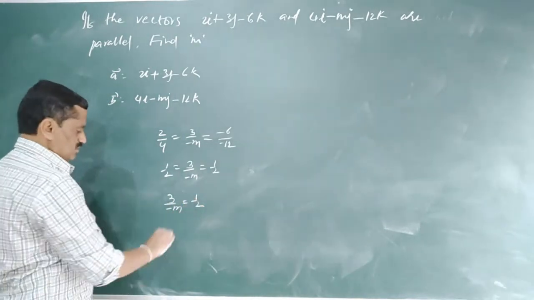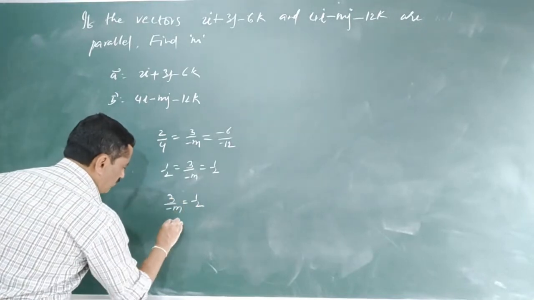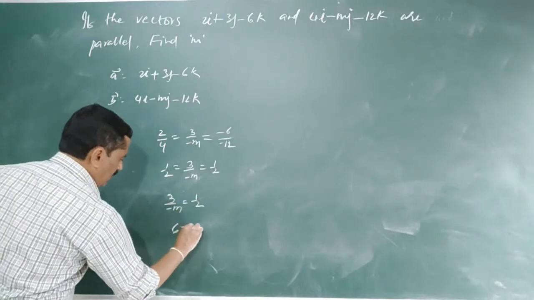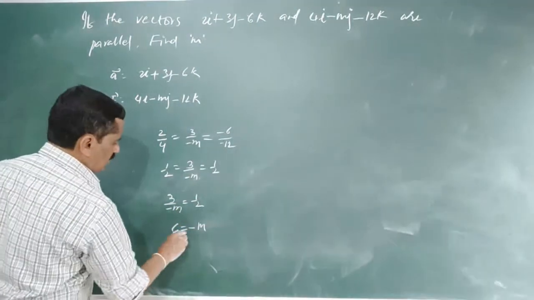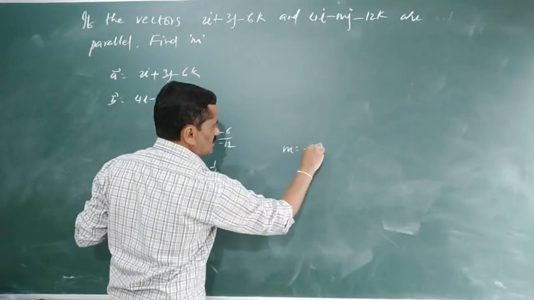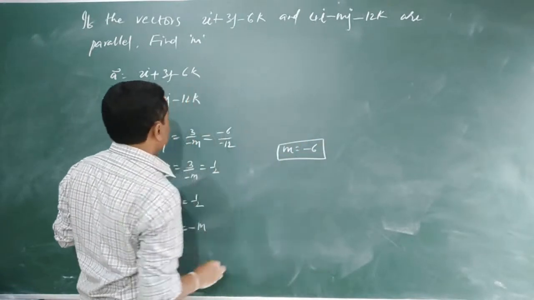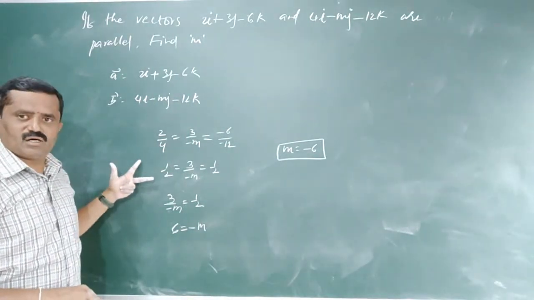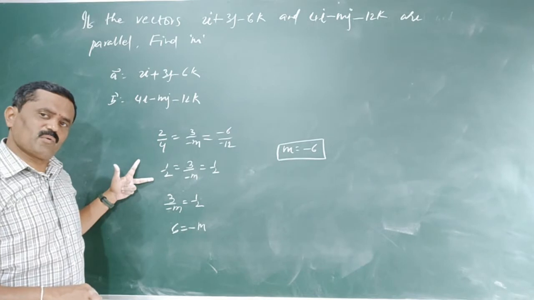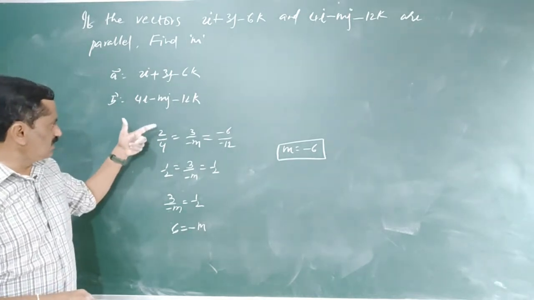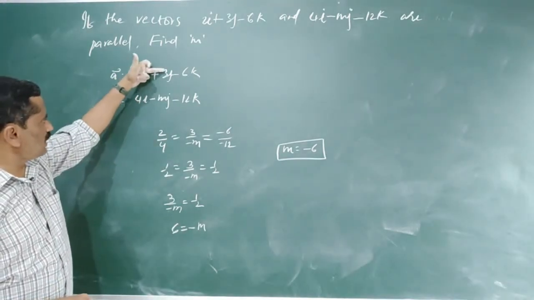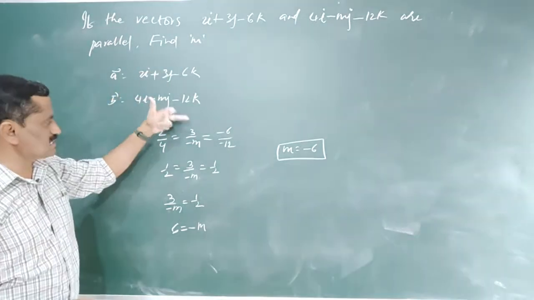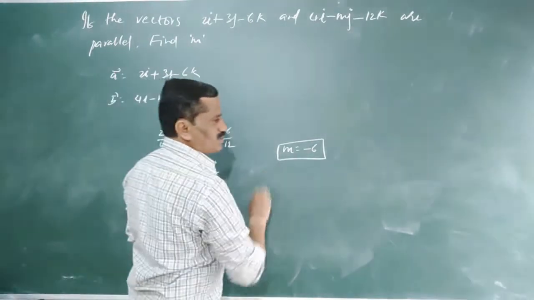Go for cross multiplication, that is 3 into 2, we have 6, is equal to minus m into 1, minus m. Therefore what is m? m is equal to minus 6. See, since he has given these two vectors are parallel, their corresponding scalar components must be proportional to each other. Therefore 2 by 4 is equal to 3 by minus m is equal to minus 6 divided by minus 12. Simplify this, we will get m is equal to minus 6.